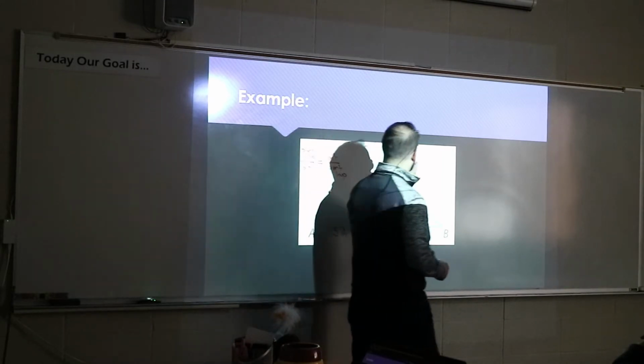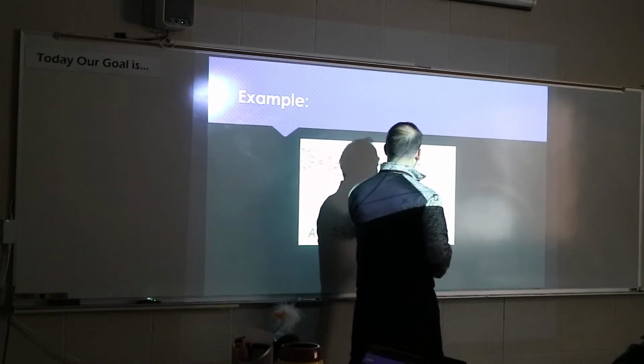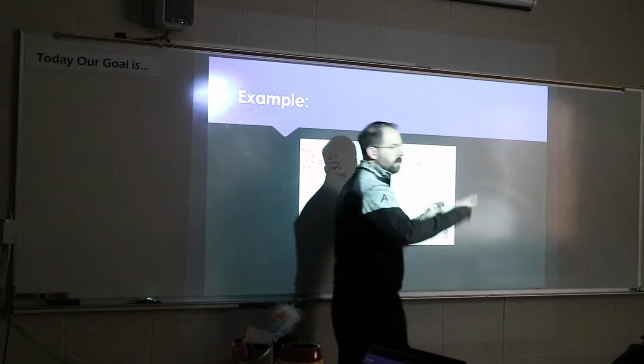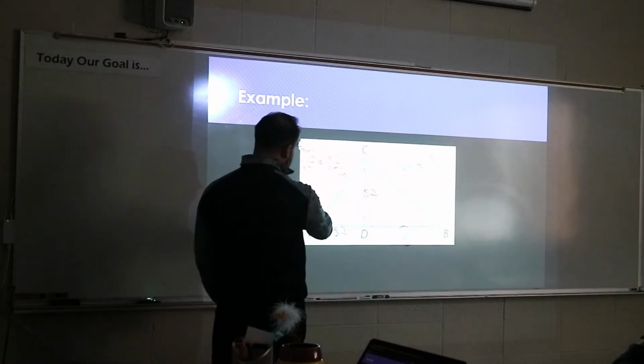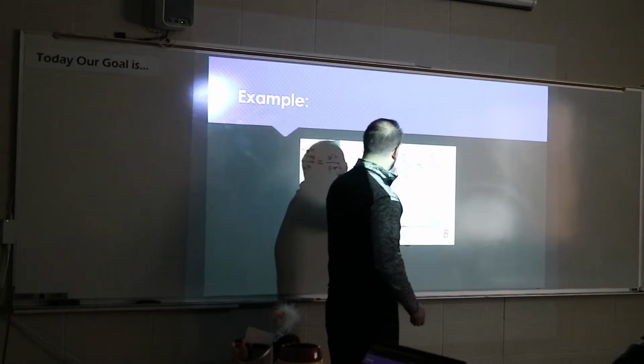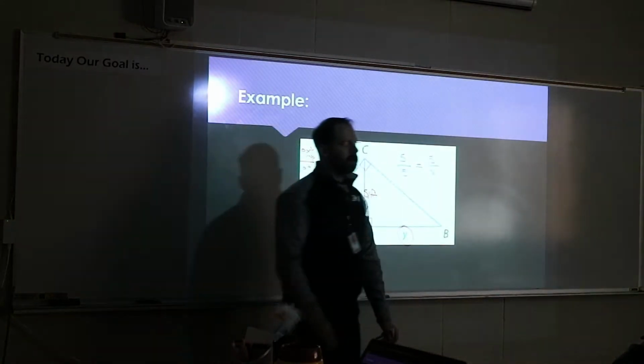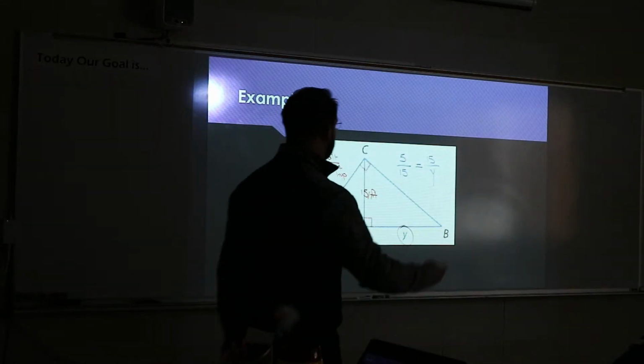What's my altitude? 15. So 15 and 15. Those go there and there, because the altitude goes in those 2 spots. The part of the bottom, 5. And the other part, Y. That goes there. That's it. Solved. That's a junior high math problem.